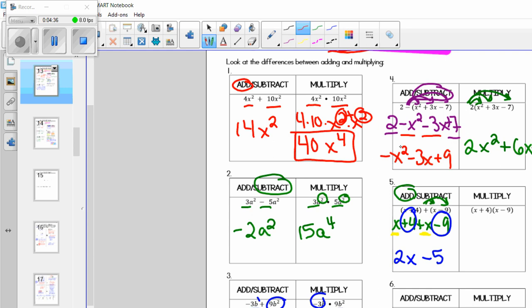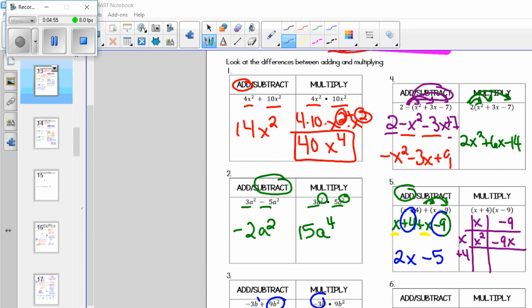When I multiply, I'm going to be doing the box method. So x and plus 4, and I have an x and a minus 9. So x times x is x squared, x times a minus 9. Now continuing with my box, I have x times x for x squared, a minus 9 times an x for a negative 9x. Now I have 4 times x to give me 4x, and 4 times negative 9 to give me a minus 36. My final answer, when I write it all out, is going to be an x squared.